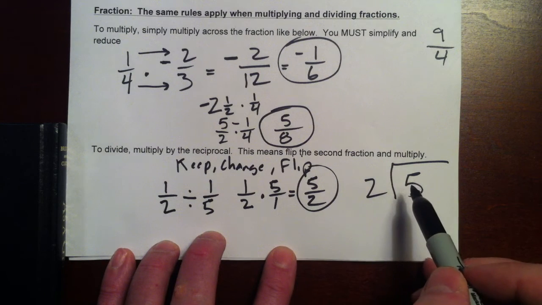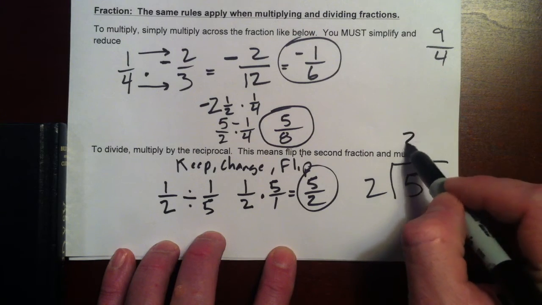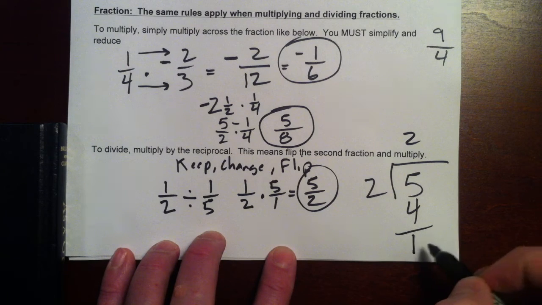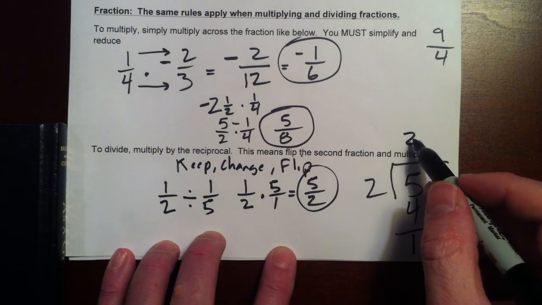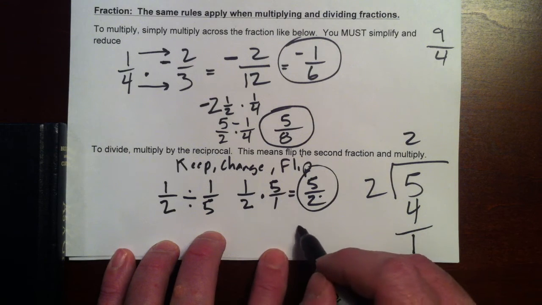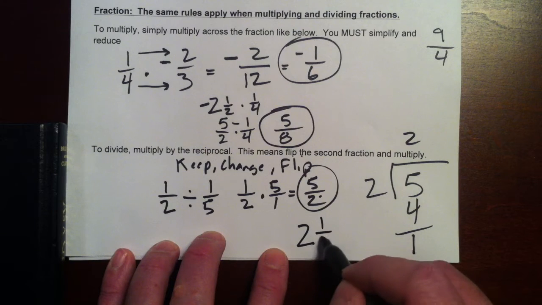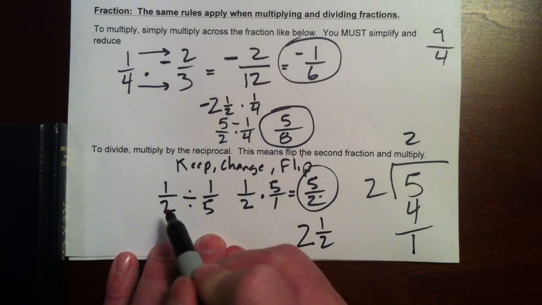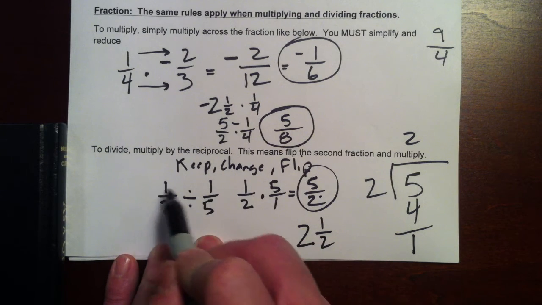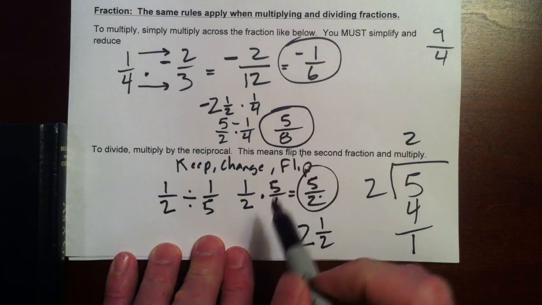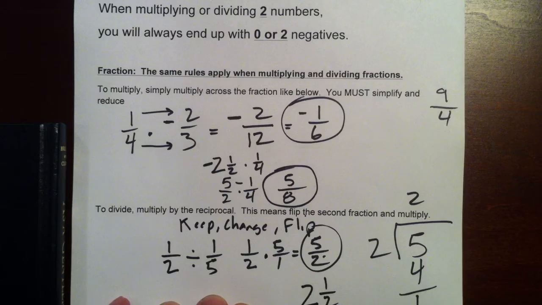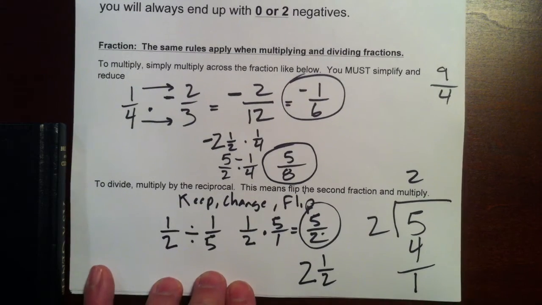How many times will 2 go into 5 without going over? It'll go in twice. 2 times 2 is 4. And we have a remainder of 1. And we put that 1 over a 2 in a fraction. Excuse me, over this 2 in a fraction. That 2 right there. The answer is 2 1/2. Now keep in mind, if we had started out with a negative and a positive, or a negative and a negative, our number might have been a little bit different. Remember, to apply your rule, you're either going to have 0 or 2 negatives. 0 or 2 negatives.